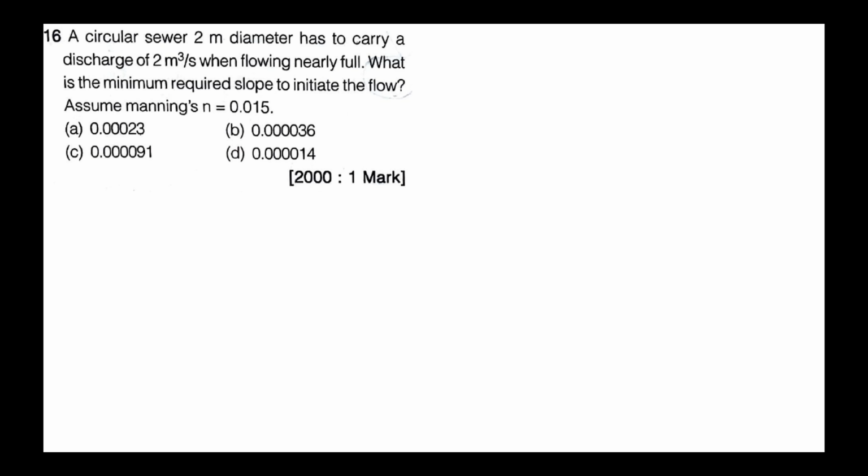So what is actually question number 16? A circular sewer of 2 meter diameter has to carry a discharge of 2 meter cube per second when flowing nearly full. Nearly full means not pressurized flow. It just indicates it is open channel flow, so for calculation purposes we can consider the water flowing throughout the depth. What is the minimum required slope to initiate the flow?